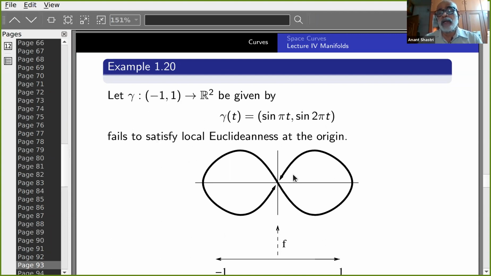So that is why the subspace topology does not coincide with the usual topology of R on (-1, 1). So this map is not a homeomorphism. There are many interesting examples of this one. This is easy to remember, so I will give this one. Now I will give you another thing which is a much more serious problem.